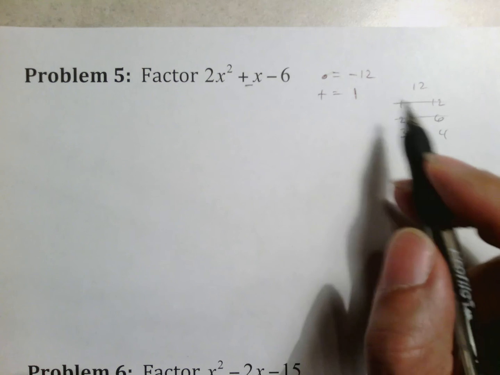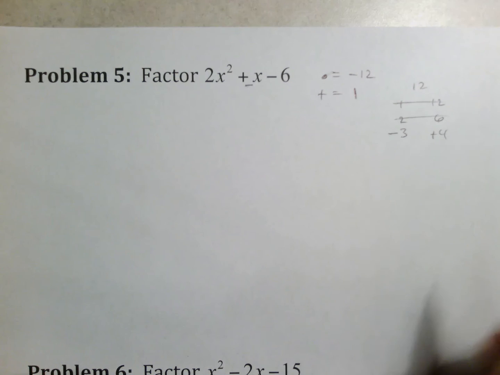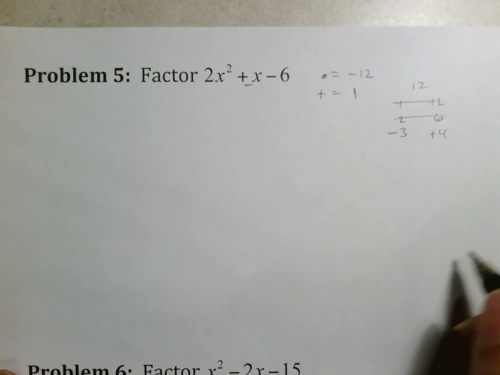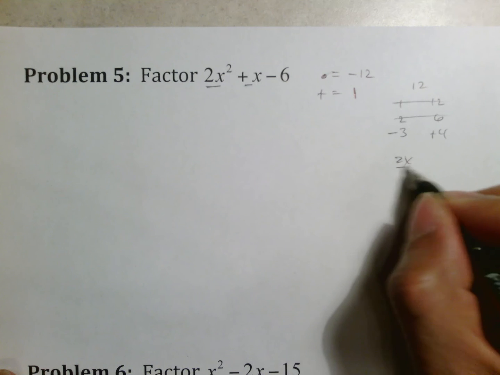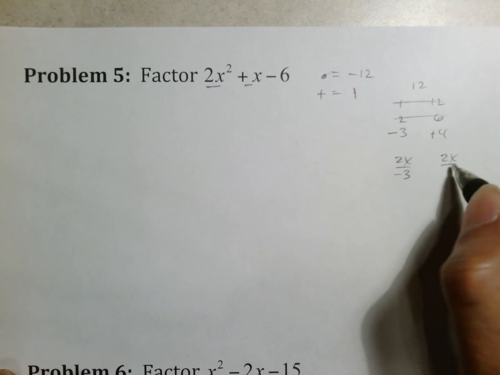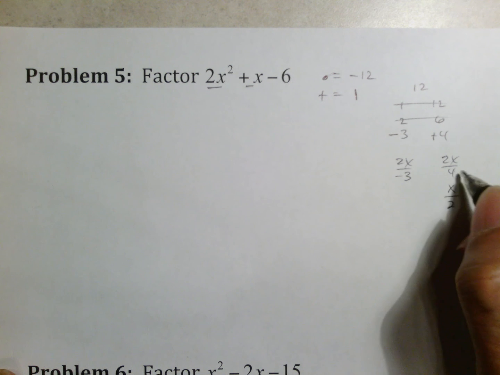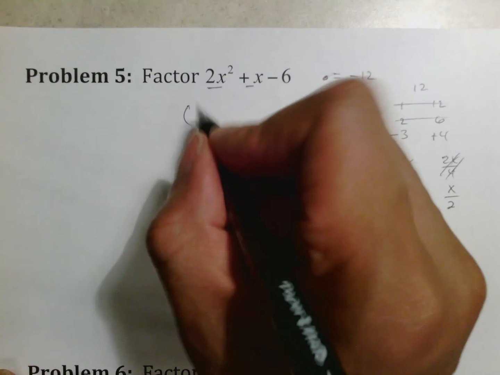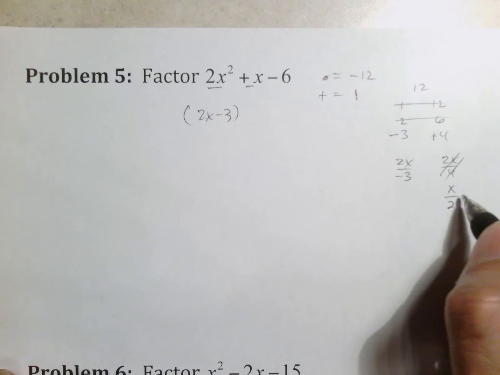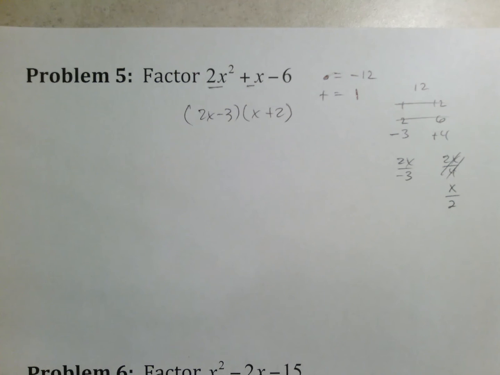Take this 1. Since it's positive, it means that 4 must be positive, and the only way you get to 1 is if 3 is negative. From there, take this term, which is 2x, put 2x over negative 3, 2x over 4. I know 2 and 4 can both be divided by 2, making this x over 2. And going back, I take this problem and I go 2x minus 3 and x plus 2 to wrap that up. That is all you have to do to factor.